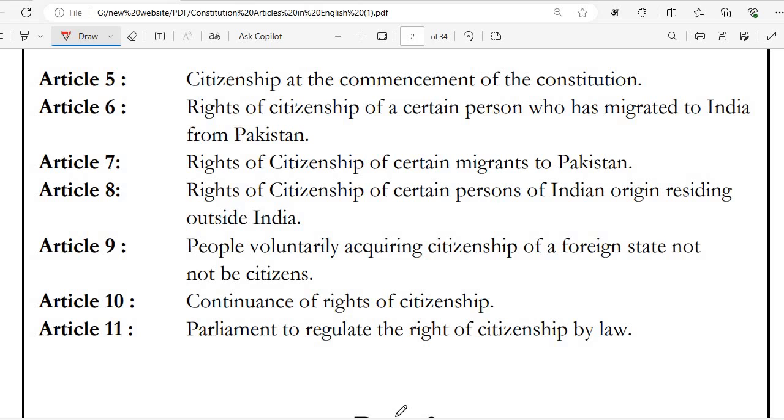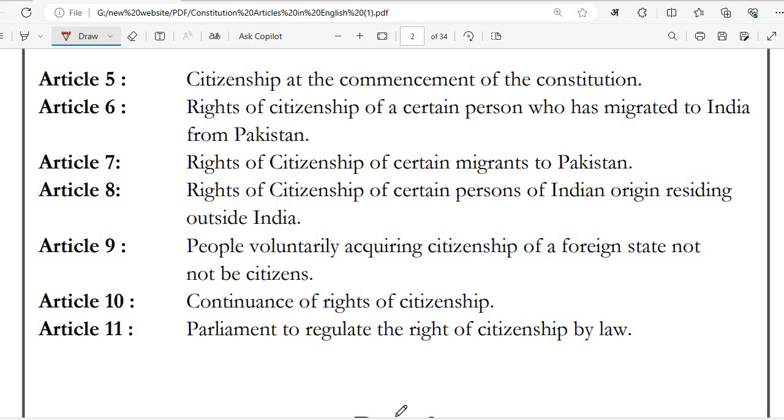You know, if any person has taken or adopted the citizenship of any foreign country, then the Indian citizenship immediately lapses. Article 10 says continuance of rights of citizenship. It means all the citizens of India may keep their citizenship rights for a long time, unless the Indian Parliament deprives those persons who have done something wrong against the country or who have violated the rules and instructions of the Citizenship Act.